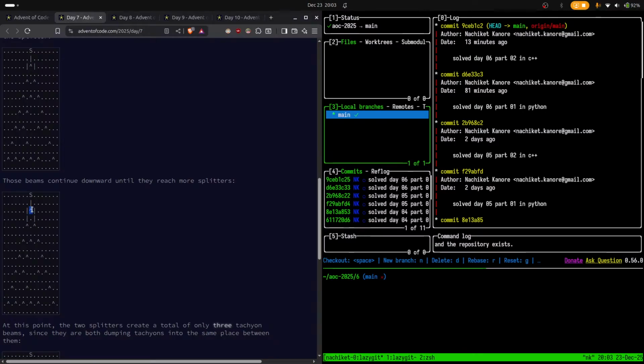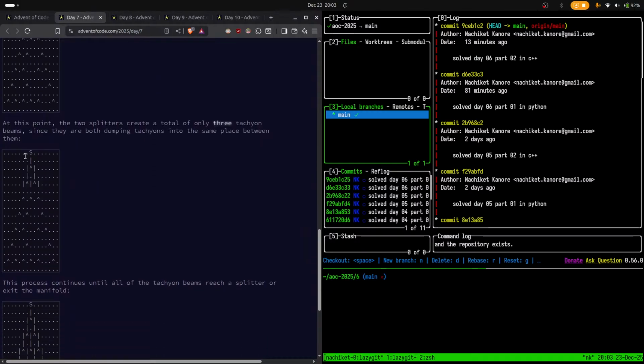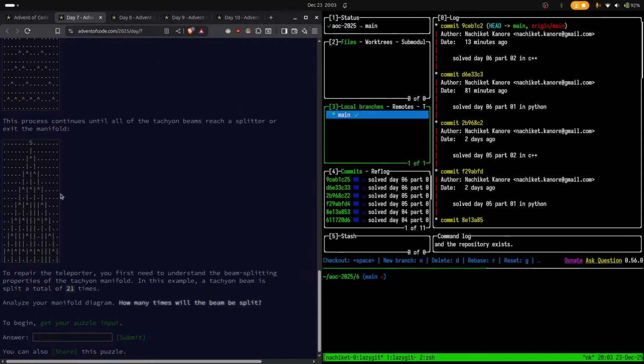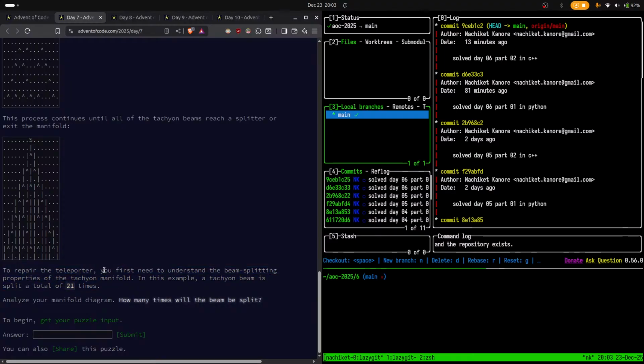So each obstacle will create two new beams, and they will continue. Here the teleporter needs to understand the beam splitting properties of the tachyon manifold. In this example, a tachyon beam is split a total of 21 times. Analyze your manifold diagram. How many times will the beam be split?